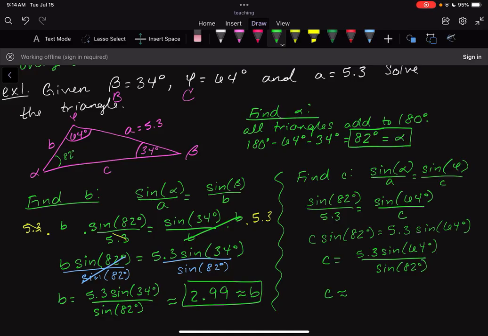And let's see the value I get for this. I got 4.81.